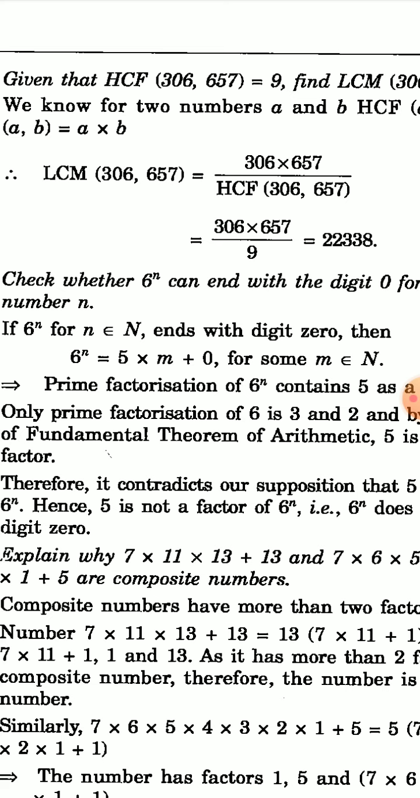But if you look at 6 to the power n, it is the same as 2 into 3 to the power n. So the factors of this number are 2 and 3, but not 5. Since 5 is not a factor of this number, it is not divisible by 5, so it cannot end with 0. I'll repeat, any number which ends with 0 will have 2 and 5 both as its factor. 6 to the power n has a factor 2, but it does not have a factor 5, so it cannot end with 0. Thank you.